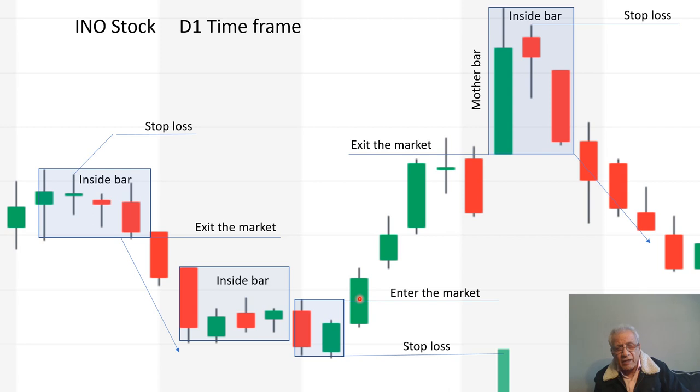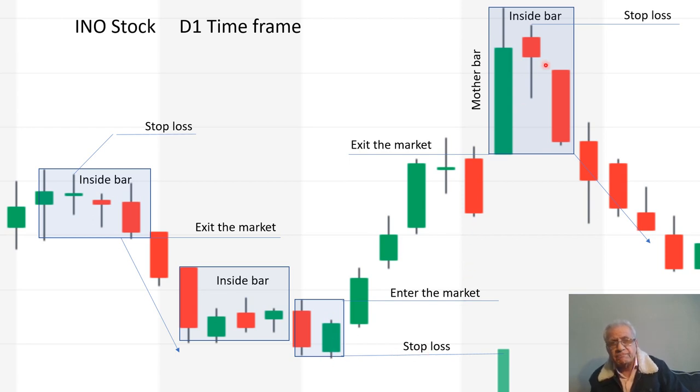So you see that it broke the high and it closes right here. So you enter the market here at the high of the mother bar, and you put your stop loss at the low of the inside bar. That is the low of the inside bar. So you put your stop loss here.